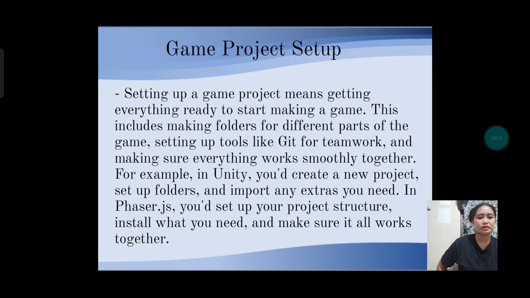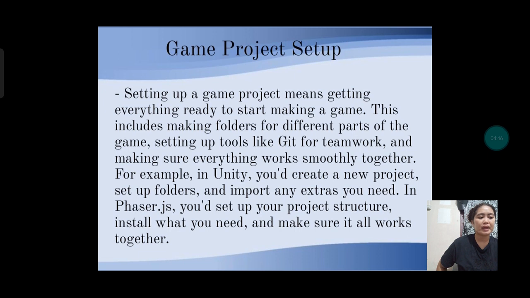This includes making folders for different parts of the game, setting up tools like Git for teamwork, and making sure everything works smoothly together. For example, in Unity, you'd create a new project, set up folders, and import any extras you need. In Phaser.js, you'd set up your project structure, install what you need, and make sure it all works.